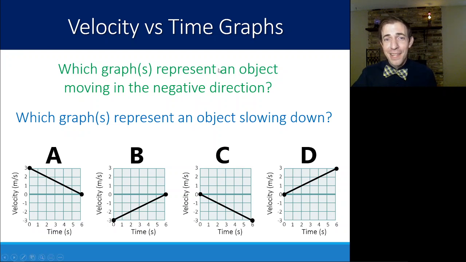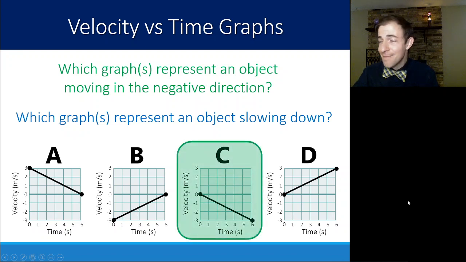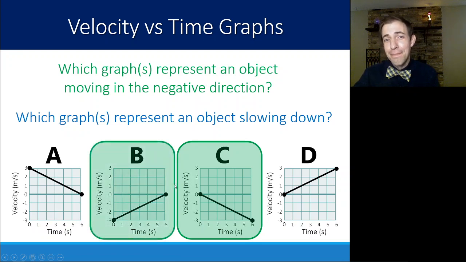All right, an object that's moving in the negative direction simply means that our velocity is negative. The way that you figure out if a velocity is negative is just by reading the graph. Velocity is the y-axis. So everything above 0 is positive, everything below 0 is negative, which means that C is moving in the negative direction, but so is B. Both of these are moving in the negative direction because the graph is always below 0. It's never moving in the positive direction.